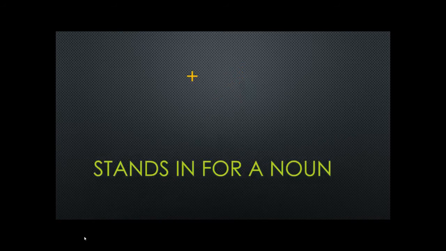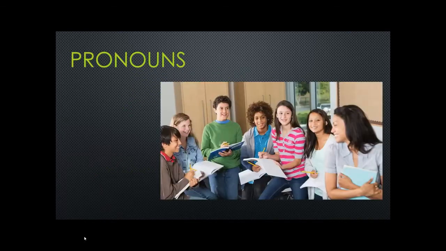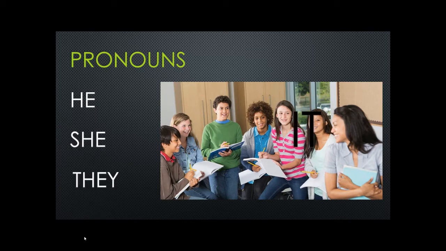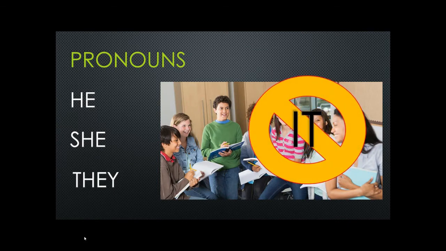Remember, pronoun means it stands in for a noun. Pronouns need to match the nouns they stand in for. Just like when you talk about your friends, you use he, she, or they, not it. Relative pronouns need to match the noun your adjective clause is describing.